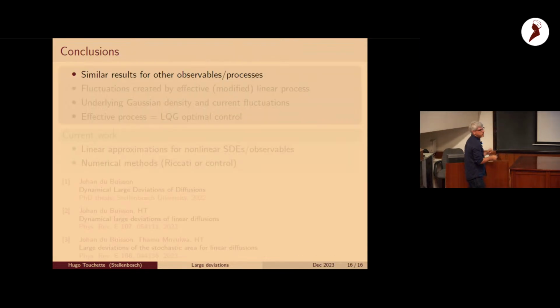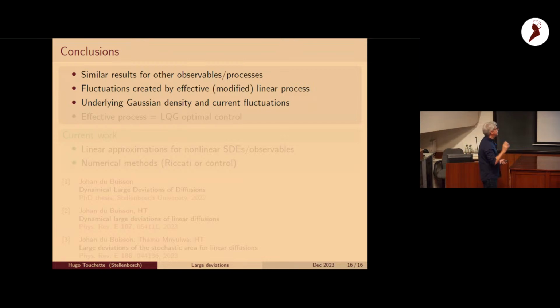Okay, so there's more in the papers if you're interested. It's similar results for other observables and processes, like I mentioned. And the main result, again, is that the fluctuations are created by an effective process which stays in the linear class. And this is how we've chosen those observables. If you try to think of other types of observables, like the integral of x to the power 3, then it's no longer the case that the effective process is linear. So these observables seem to be the maximal observables for which you remain in the same class for the fluctuation process. And any kind of fluctuations from these observables are effectively created by modifying the density to another Gaussian and modifying the current also to another linear current.